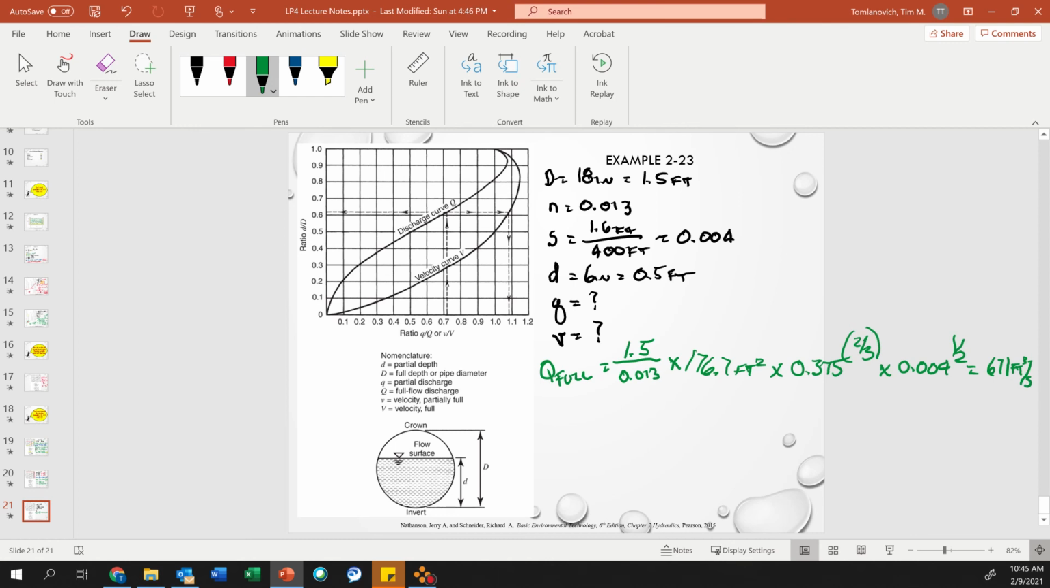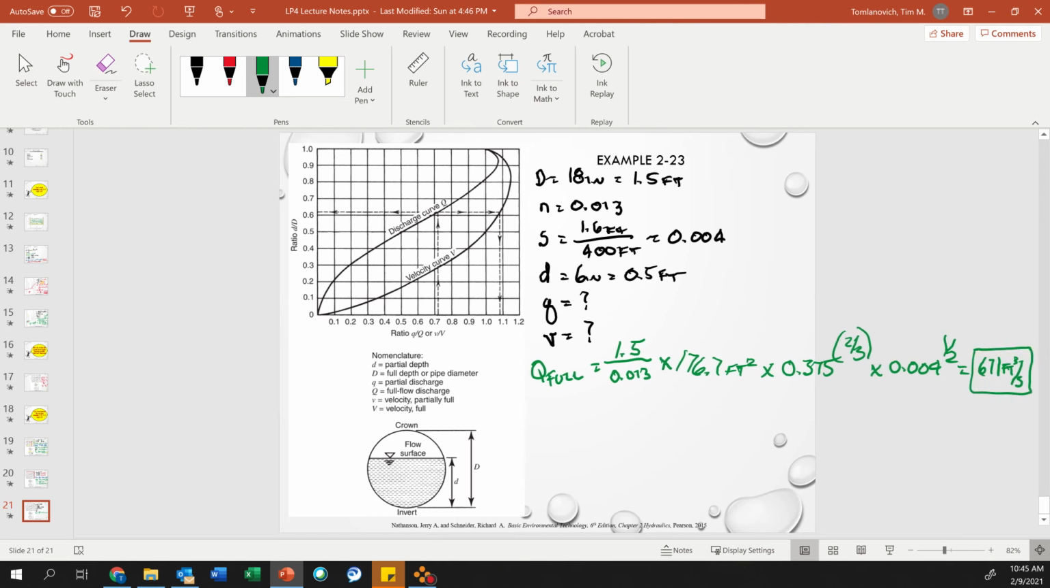You could also pull this off of the nomograph, because you know your diameter, your slope, and your Manning's, to find Q full. But it's just easier sometimes to calculate it. So that's step 1. Step 2, let's find our partial depth divided by our full depth, which is 6 inches over 18 inches. As long as the units are the same, you can take 0.5 divided by 1.5, or 6 divided by 18. It doesn't matter, because it's a unitless number.